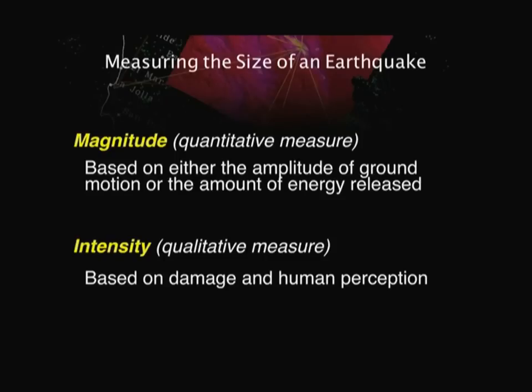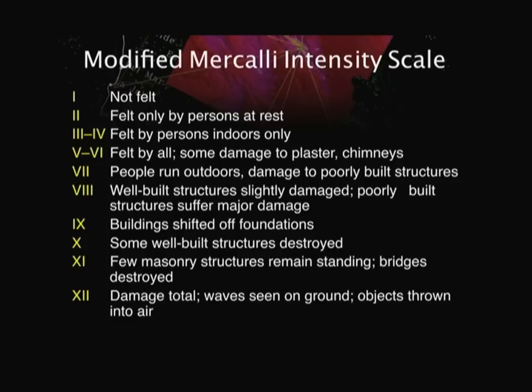So what we've been talking about mostly is magnitude, which is a quantitative measure of Earth shaking. It's based on either the amplitude of the ground motion or the amount of energy released. The other thing we can measure is intensity, and that's based on damage and human perception. And these are very different quantities. For intensity, they use the modified Mercalli scale.